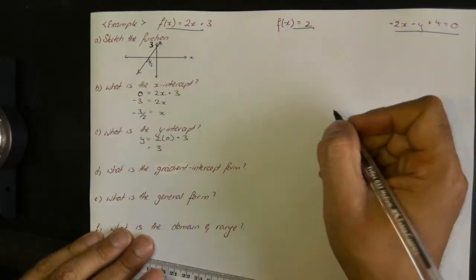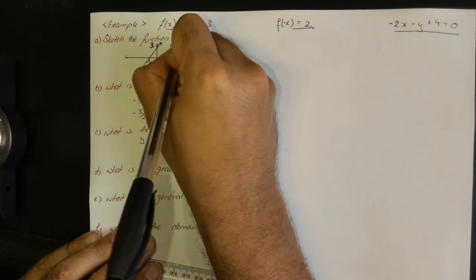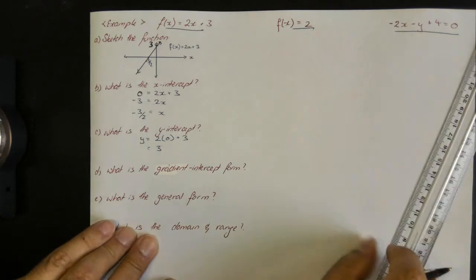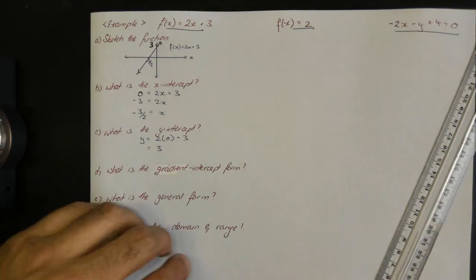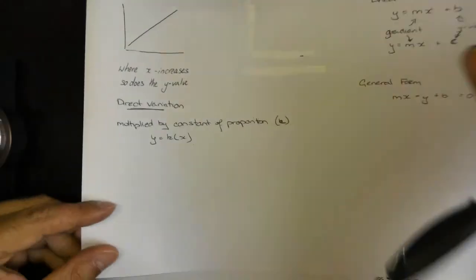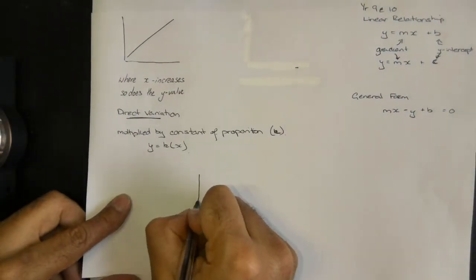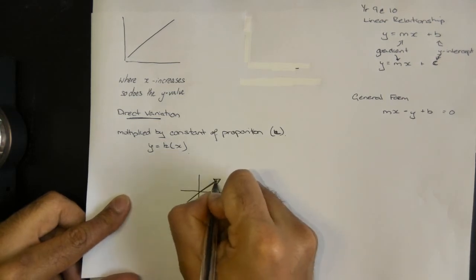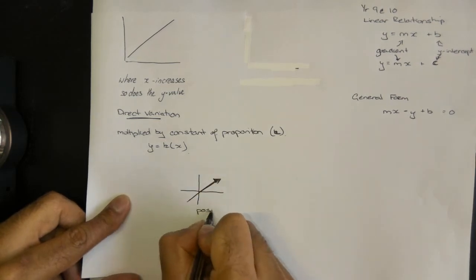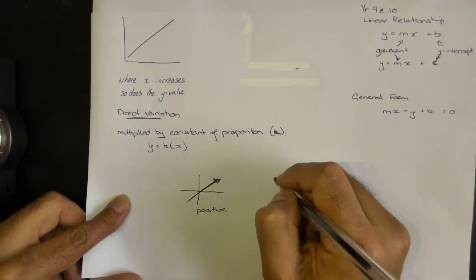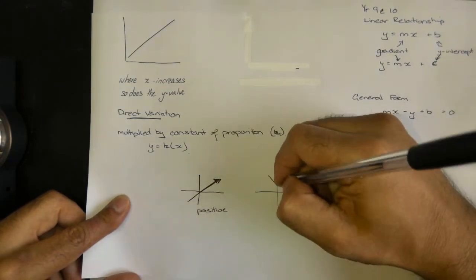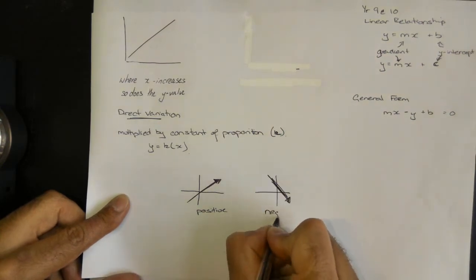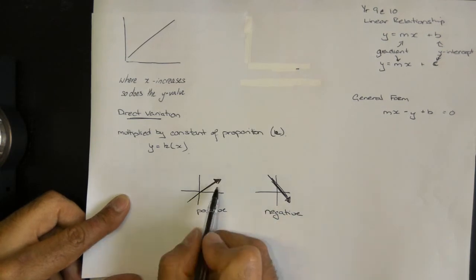Put my arrows on and write down the function. Okay, so maybe that's one thing I want to talk about: the direction. If your graph is going up this way, it is positive. If your graph is going down, it is negative. So the gradient here is positive, and here the gradient is negative.